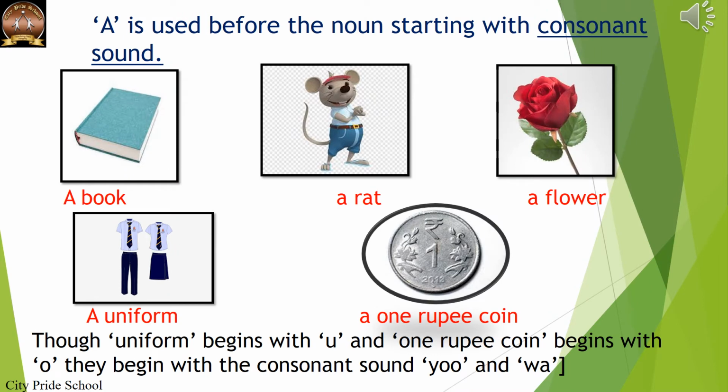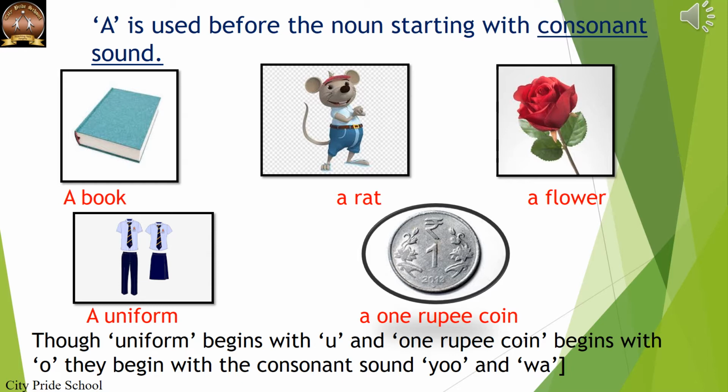Let's learn how to use articles. First, we will study indefinite articles a and an. As we all know, there are 26 alphabets in the English language. We have 21 consonants and 5 vowels. They are A, E, I, O, and U. Now let's learn the rules for the indefinite articles.